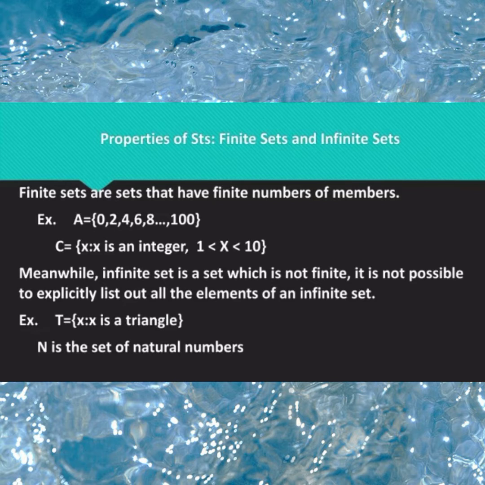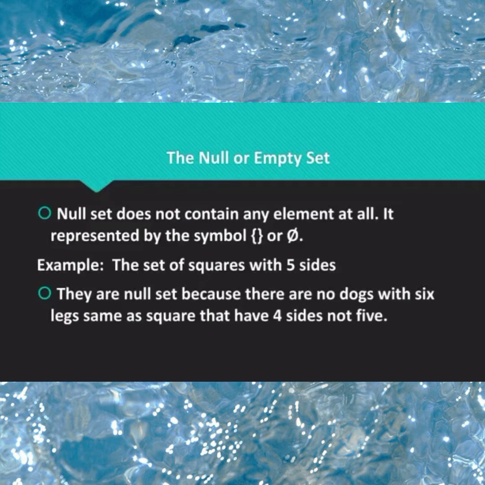Example: T equals x such that x is a triangle. N is the set of natural numbers. The null or empty set does not contain any elements at all. It is represented by the symbol braces or null.